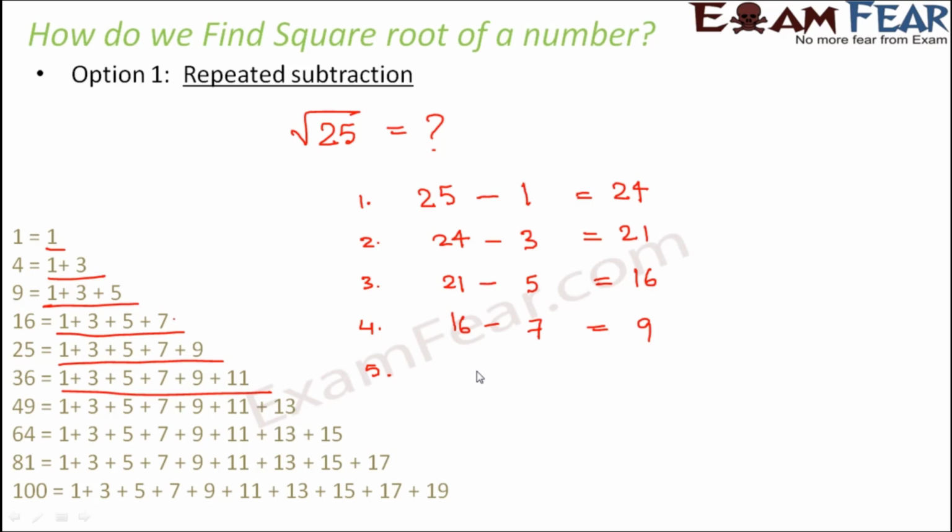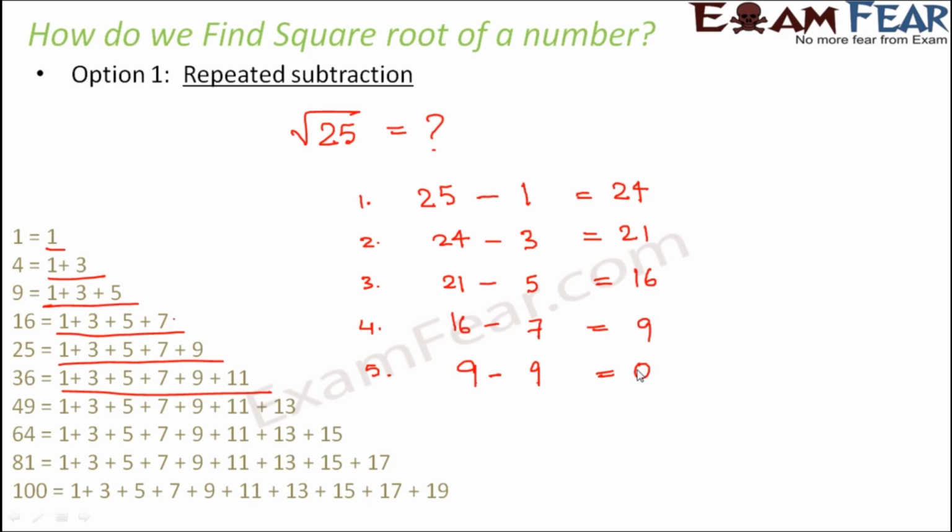So in step number 5, we are going to subtract the next odd number from 9, and the next odd number is also 9. So the result is 0. So what happens is, it doesn't matter whichever the number is for which you want to find out the square root. If that is a perfect square, only then you will get a whole number for the square root, right?